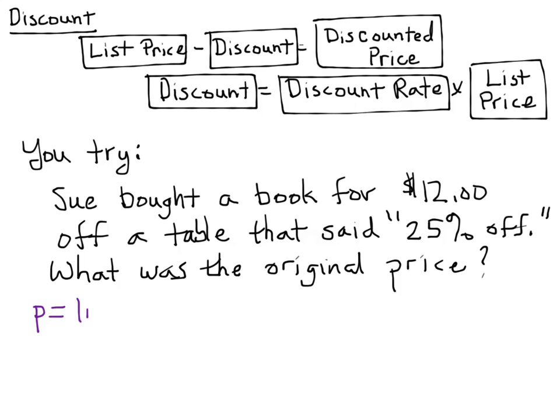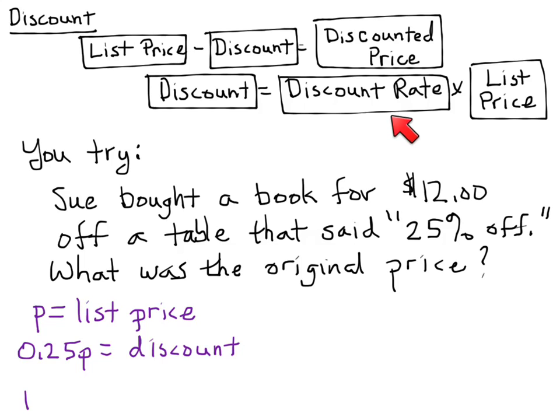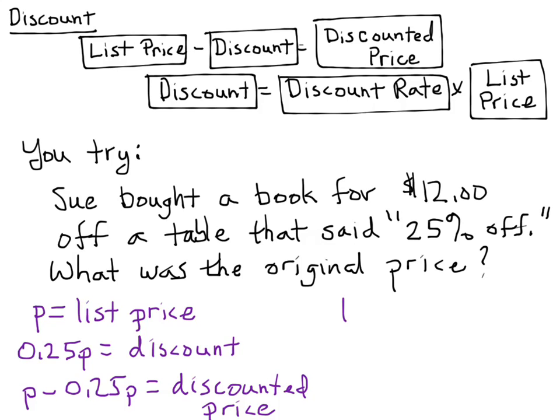Okay, so I define my variable. P is the list price, and 0.25P is the discount. That's using this second equation here. So I have my list price is P, the discount rate is 0.25, and my discount then is 0.25P. And so I know that P minus 0.25P equals my discounted price. And so I can put this into my equation like this, since I know what my discounted price is. So P minus 0.25P equals 12.